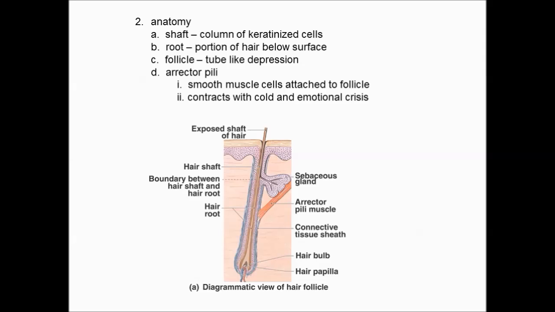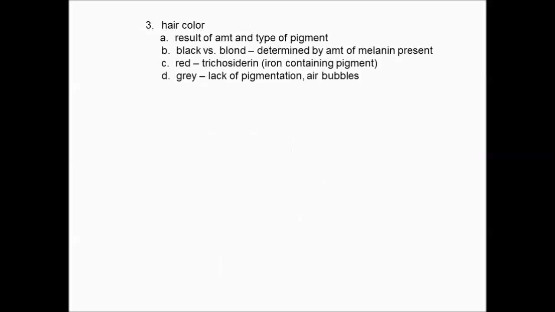The color of this hair is, again, largely the result of melanin. So it primarily is due to how much and what type of melanin we have. For example, black versus blonde hair is essentially people with black hair have far more melanin in their hair than blonde people do. There's another element, another colored protein, however, called trichosiderin, an iron-containing pigment that does give red color to some people's hair.